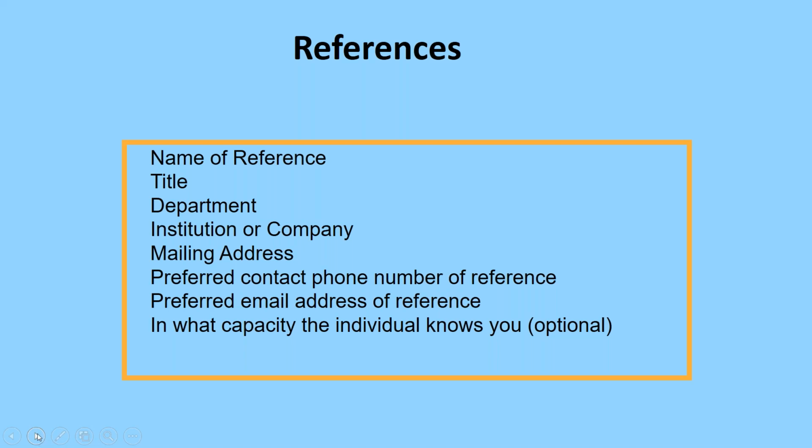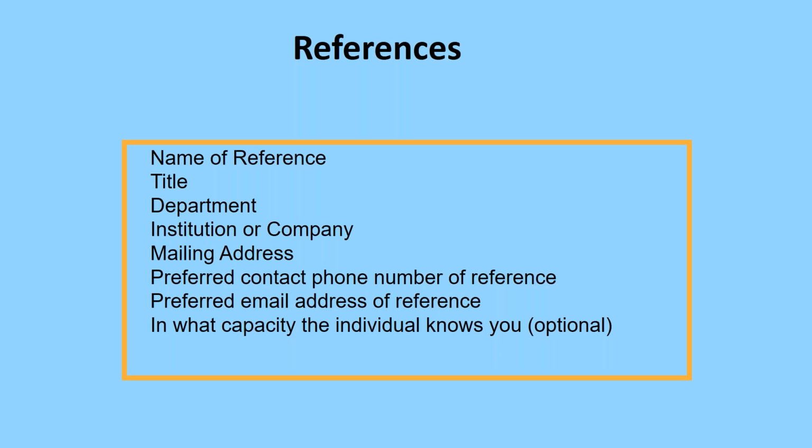And typically you put the name of the reference, their title, their department, or their organization or company, a mailing address, and then identify a preferred contact number, preferred email address, and it's also getting pretty common to identify how the individual knows you. Are they your advisor? Were they a supervisor in a work setting?